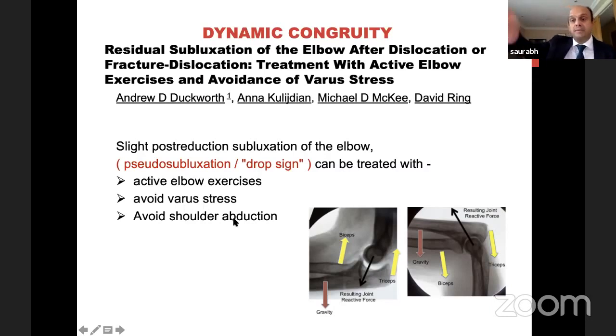Again, as I was telling you, with varus stress you're stretching your lateral ulnar collateral ligament. Similarly, with shoulder abduction, the arm is in varus stress. So always warn your patient not to abduct the shoulder for a month, because it creates varus stress to the elbow and you're stretching your LUCL. And your LUCL gives you PLRI, posterolateral rotatory instability, which is what we don't want. So this is an important instruction.